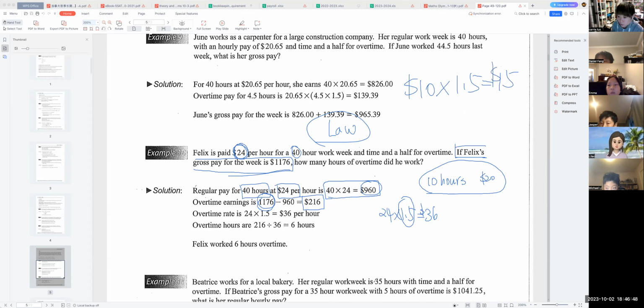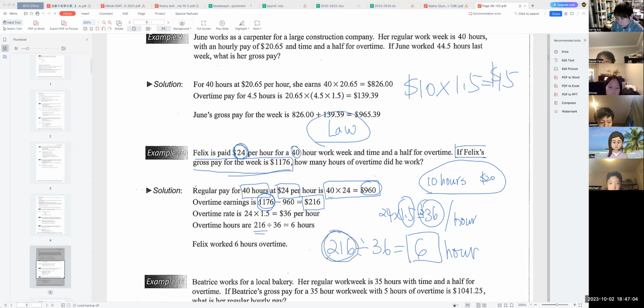Right, Emma? Okay, so that's the thing. So you're paid $36 per hour. So that's why this 216 is overtime pay divided by the overtime hourly rate. So this is 6 hours. 就像你一共人家给了你216块钱，每个小时他应该给你36块，那所以一共是6个小时。So you're working 6 hours overtime to get that.